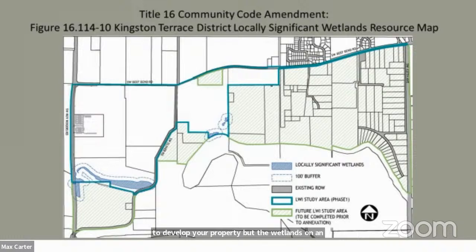You wouldn't have to go in and do a survey on your main property. That was just a simple part of this LWI adoption, as long as you're outside of the 100-foot buffer.